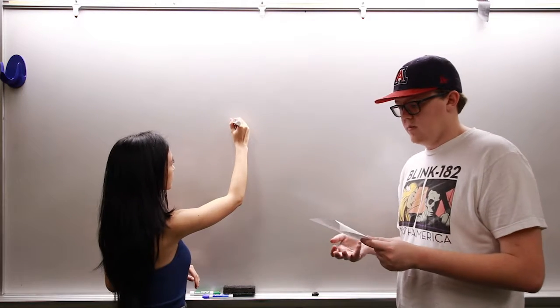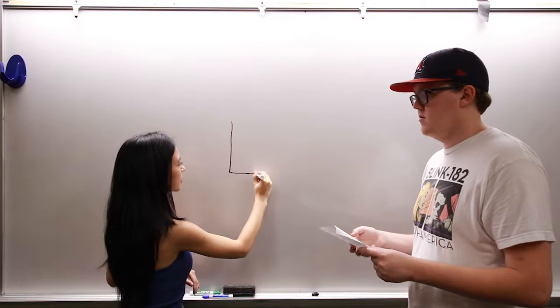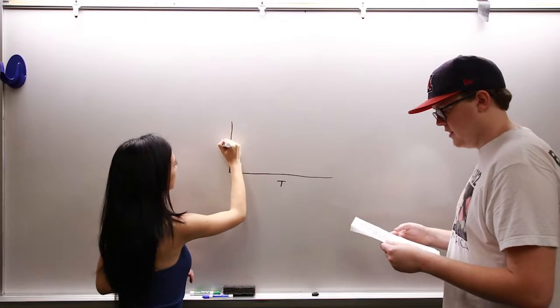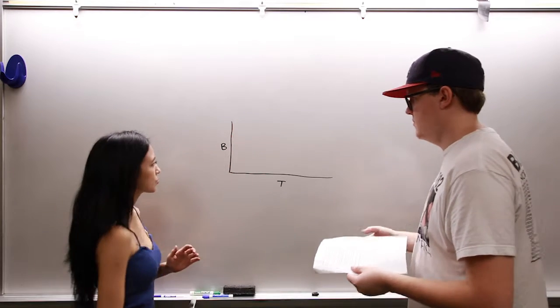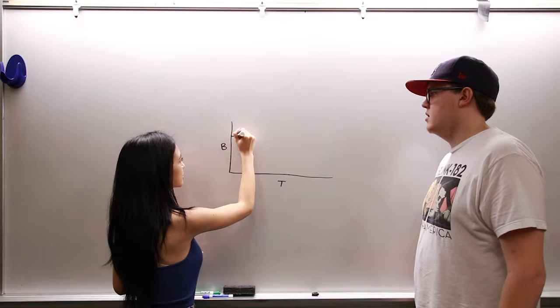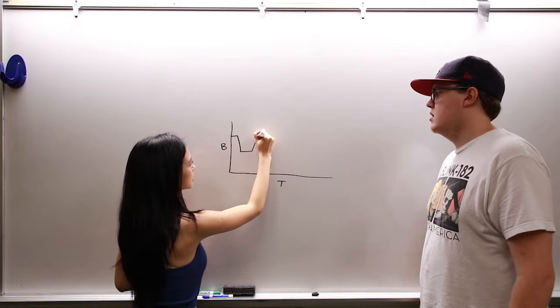Okay, so we need to draw a brightness versus time graph of a star that's orbited by two planets, A and B. Okay. And then we see planet B's orbit first. So what do you know about planet B? Planet B has an orbital period of 5 years, and it's a big planet. Okay, well, since it's a big planet, then its dip must be really deep, like this.